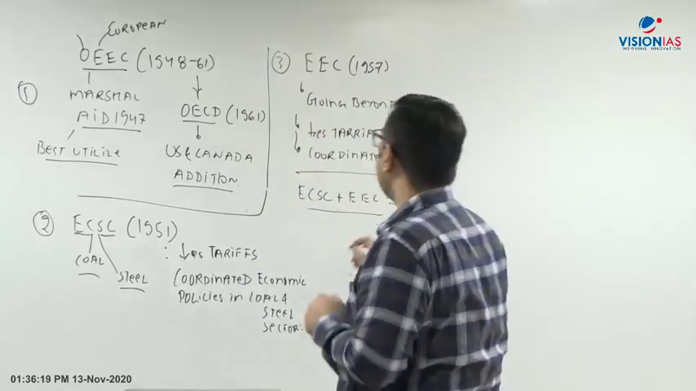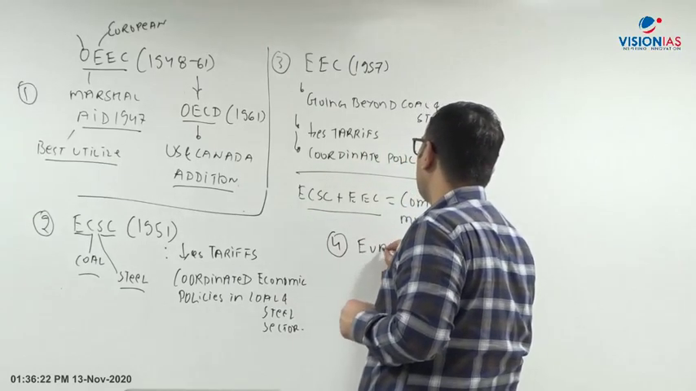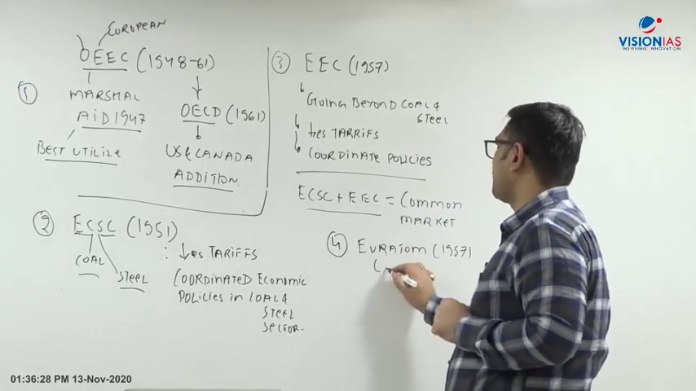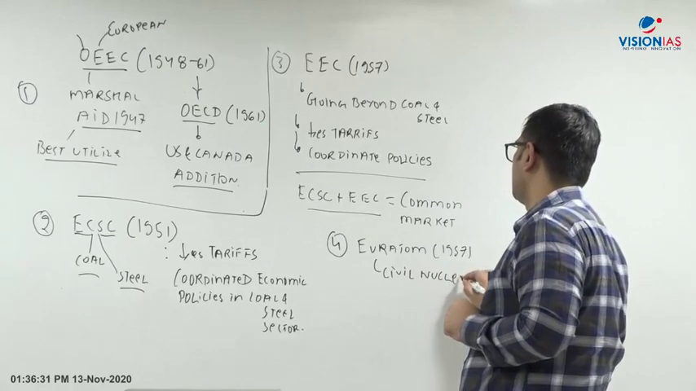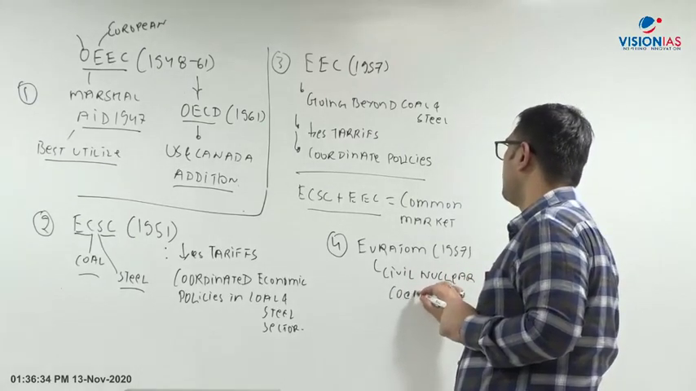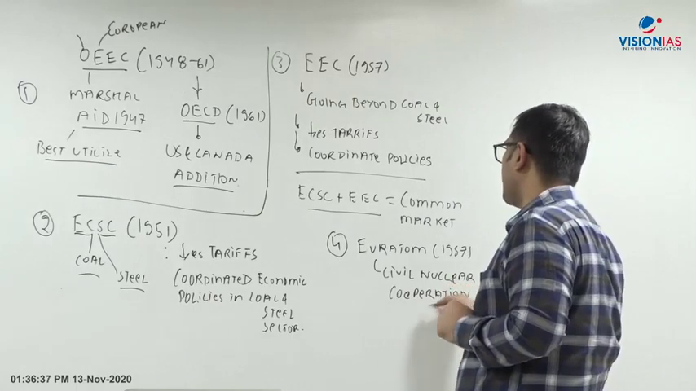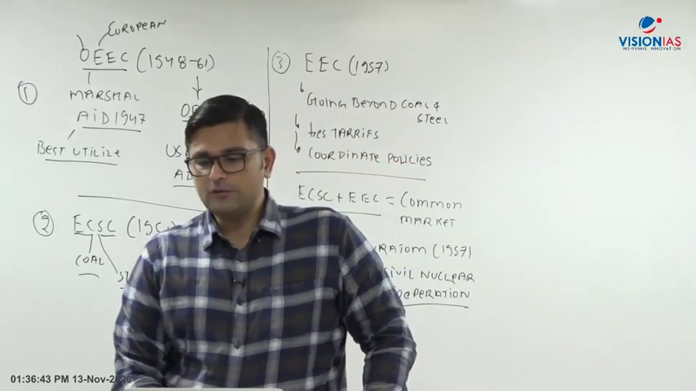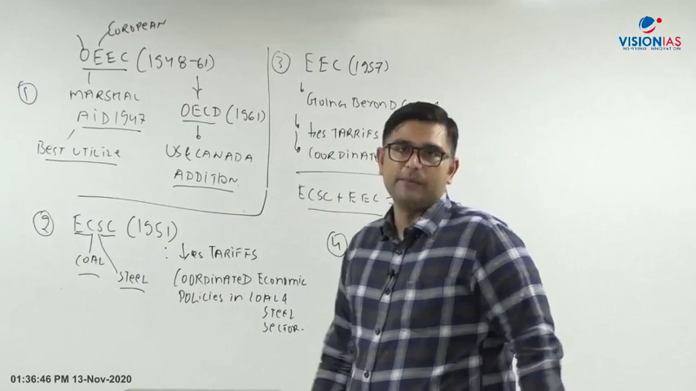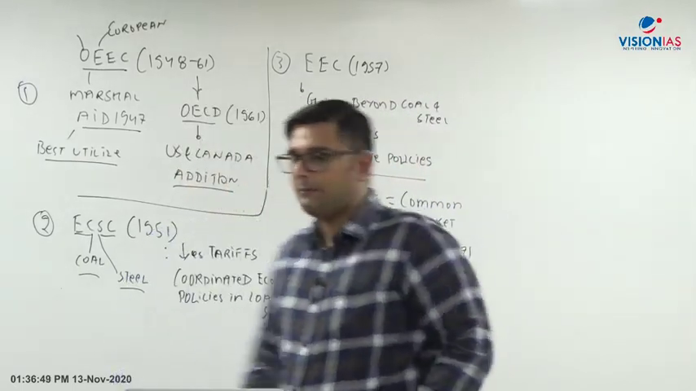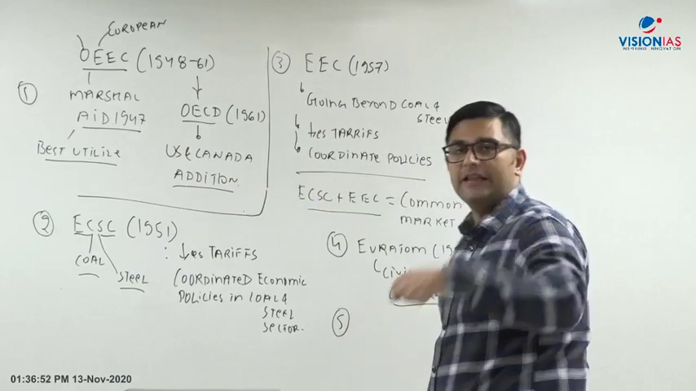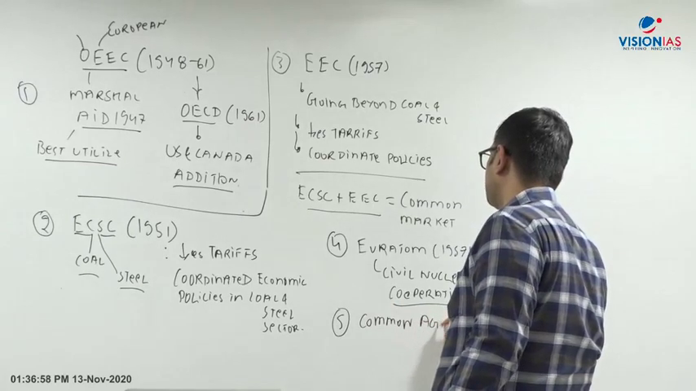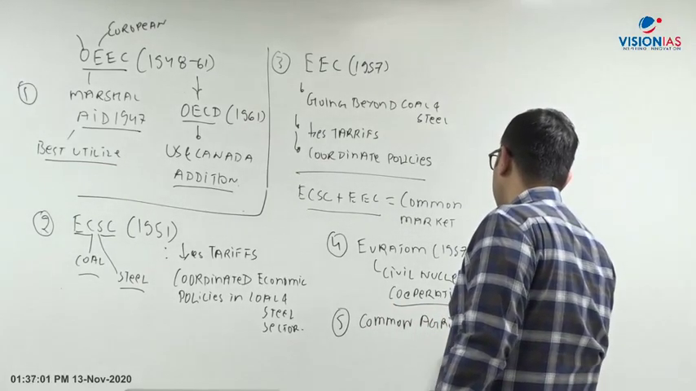Then around this same time, they established a small organization, iske baare mein zyada detail janne ki zarurat nahi hai, Euratom, for civil nuclear cooperation. So they want to harness the positives of nuclear technology for civilian purposes, for electricity generation, etc. So this is how Euratom comes into the picture. Now these things give you great benefits. After this, point number 5 comes in the agriculture sector. They also adopt the common agriculture policy, CAP. This comes in the year 1962.